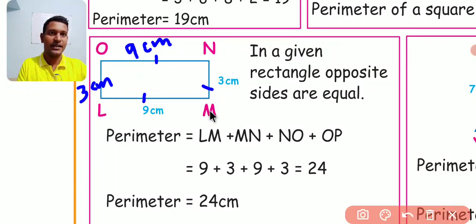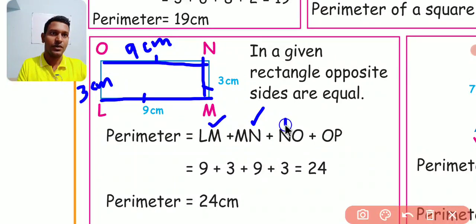Okay, LM, this side, LM, MN, NO, OP. Sorry, here they are mentioning it wrong, it should be OL. This must be a printing mistake. You have to change it in your book. OL. That's all. Okay, now you are clear.